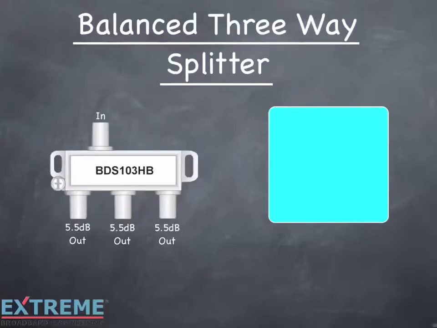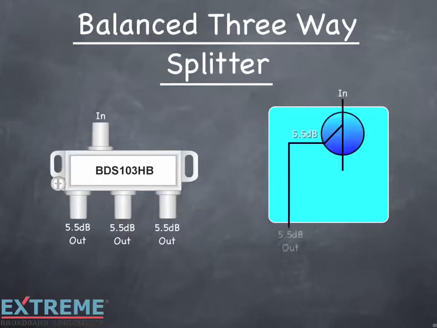Now let's look at a balanced three-way splitter and how it's constructed. On the left is a balanced three-way splitter and each port has 5.5 dB of loss. On the right, let's build the simple equivalent of a three-way balanced splitter. In this case, we're starting with a 5.5 dB directional coupler. The tap leg, which loses 5.5 dB, feeds directly to one of the 5.5 dB ports.